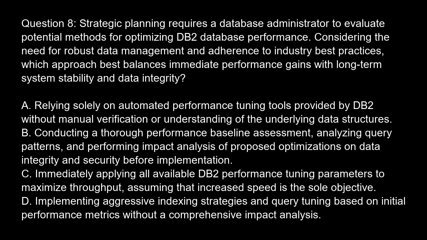Option C. Immediately applying all available DB2 performance tuning parameters to maximize throughput, assuming that increased speed is the sole objective. Option D. Implementing aggressive indexing strategies and query tuning based on initial performance metrics without a comprehensive impact analysis.